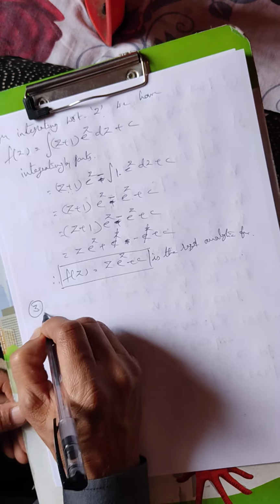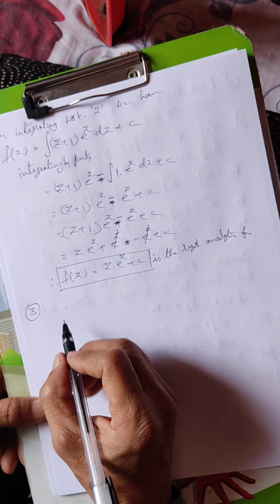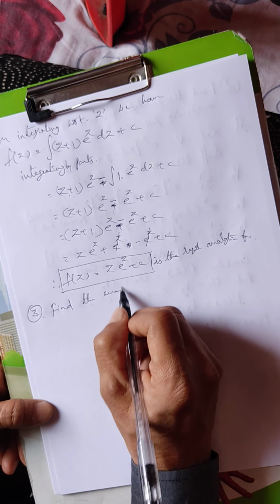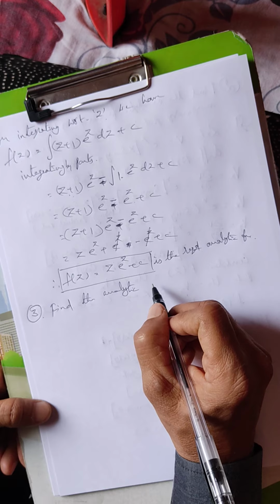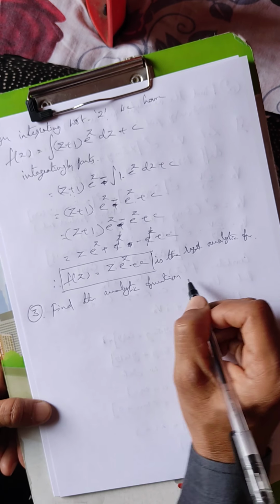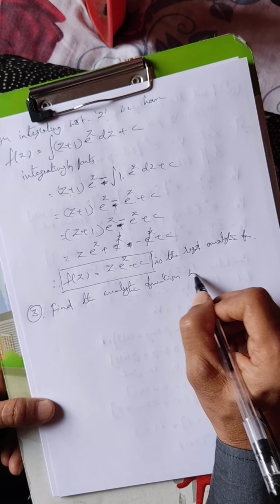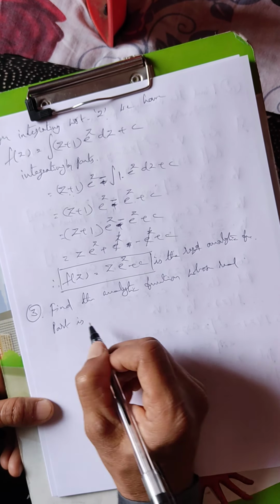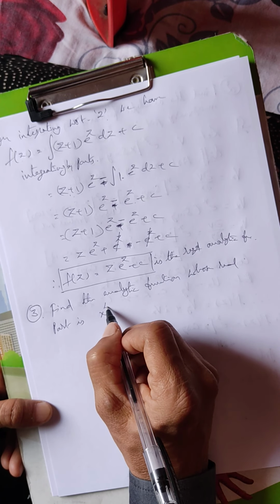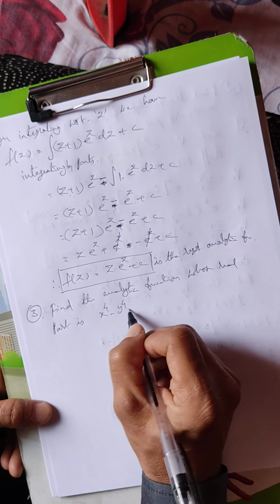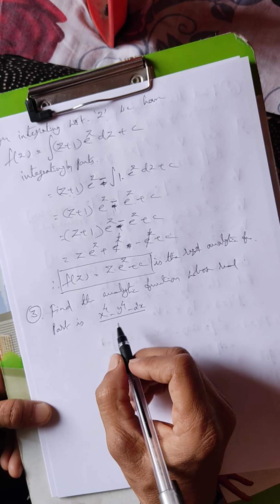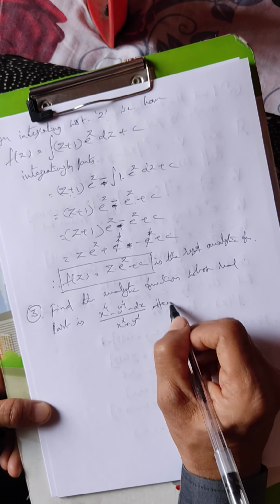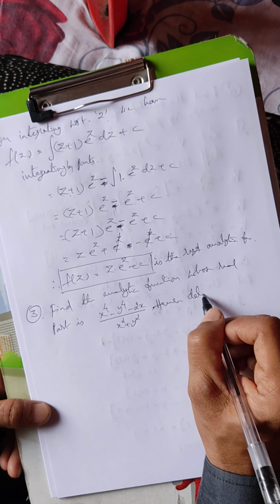Next, let us see the third problem. Find the analytic function whose real part is x power 4 minus y power 4 minus 2x divided by x square plus y square. Hence determine v.